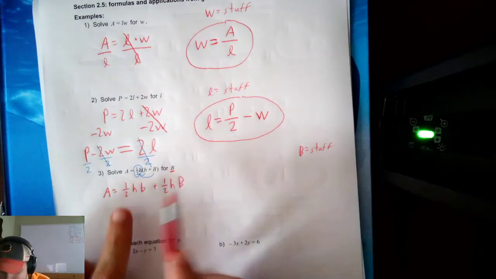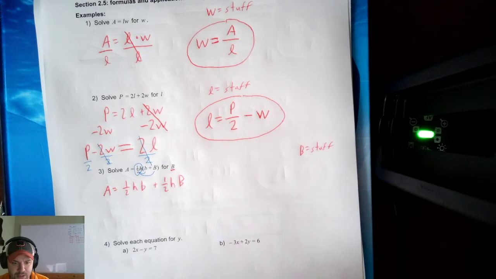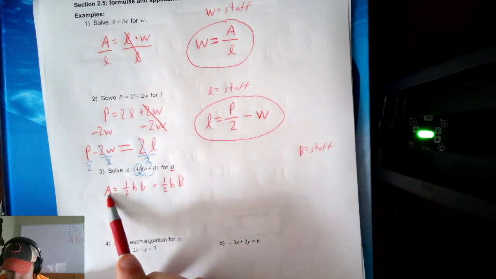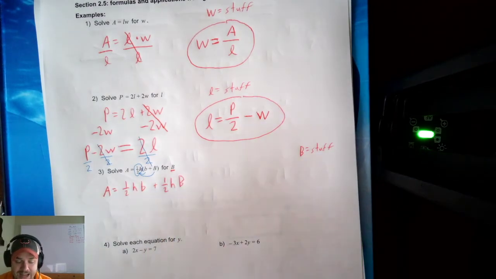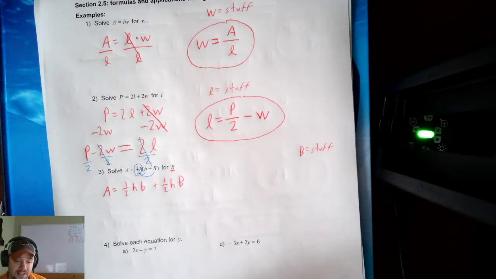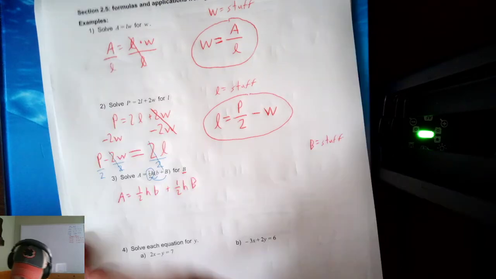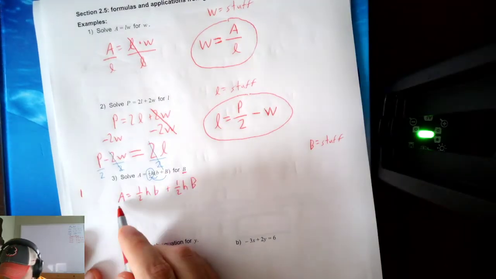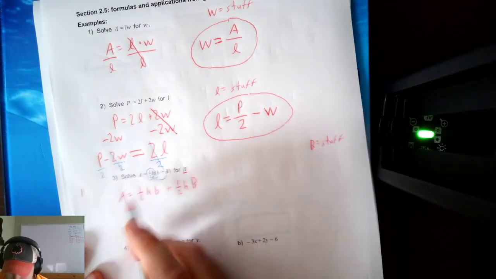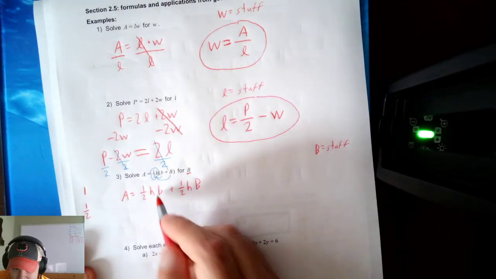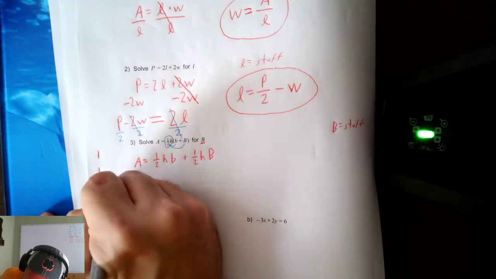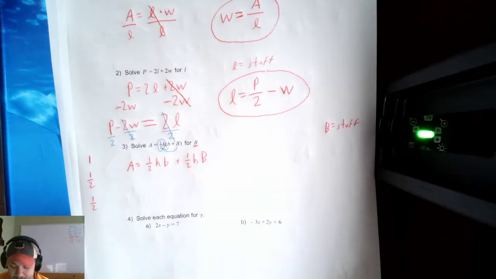Because I now have all of my terms separate, I have an A term, a 1/2 H little b term, plus a 1/2 H big B term. Now, remember, once you've cleared your parentheses in a problem, you can use the trick with the fractions. I can look at the coefficients. I have the number 1 in front of A, I have the number 1/2 in front of my H little b, and I have the number 1/2 in front of my H big B.